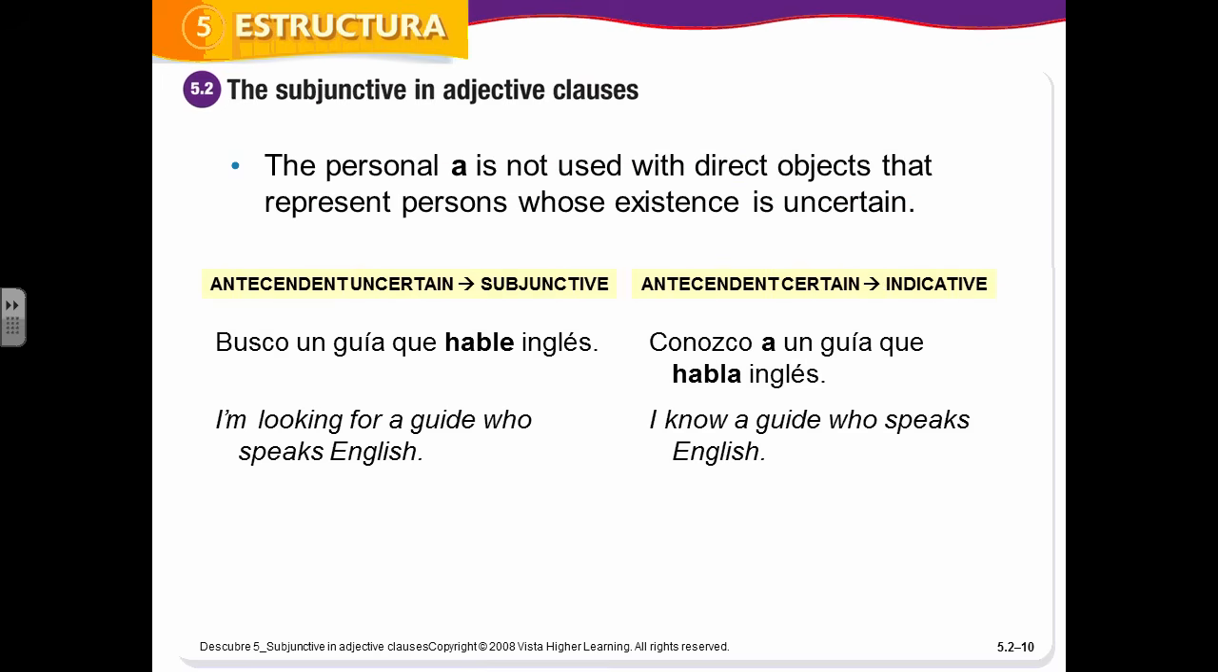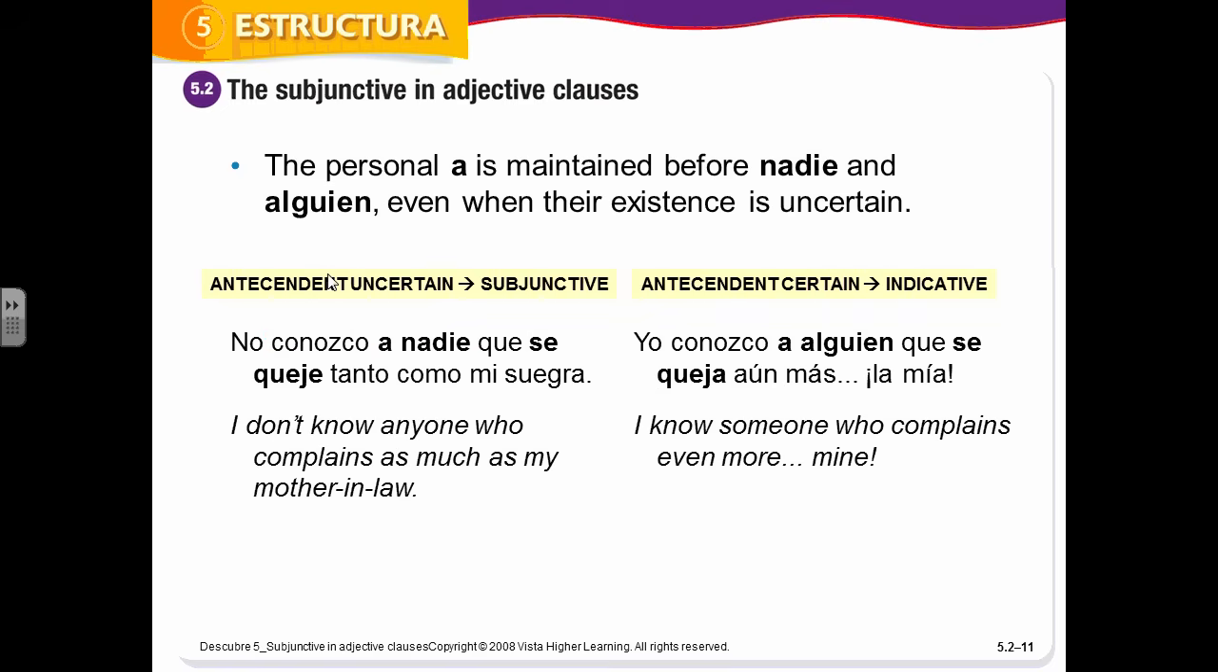A couple other things before we finish up. The personal a is not used with direct objects that represent persons whose existence is uncertain. I've always said before that if you have another person in the sentence, it's not the subject, you typically need the personal a in front of it if you don't have another preposition. But in this situation, if we're not sure if this person exists, you wouldn't use the personal a. Busco un guía que hable inglés. On the other side, conozco a un guía que habla inglés. Just a small grammar rule with that.